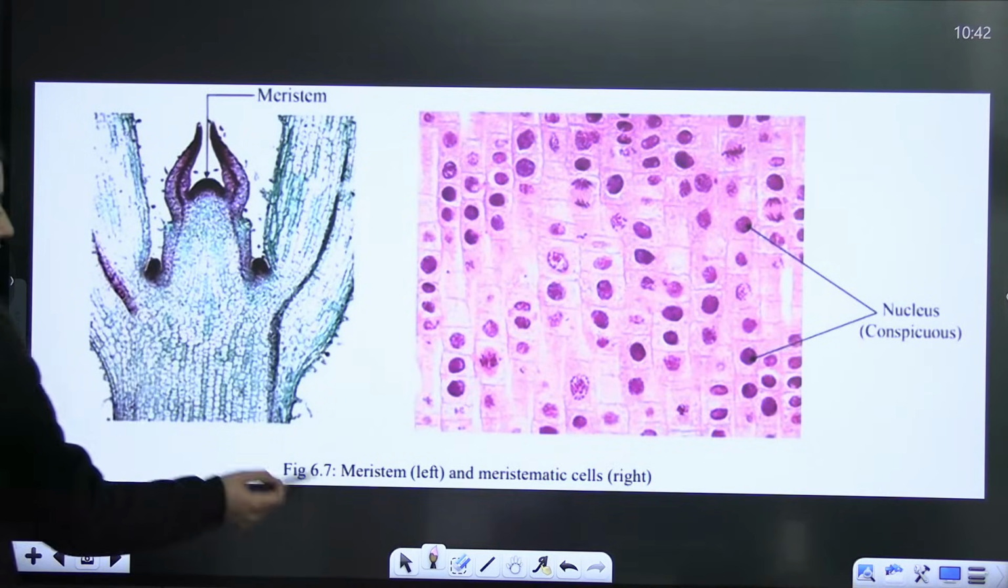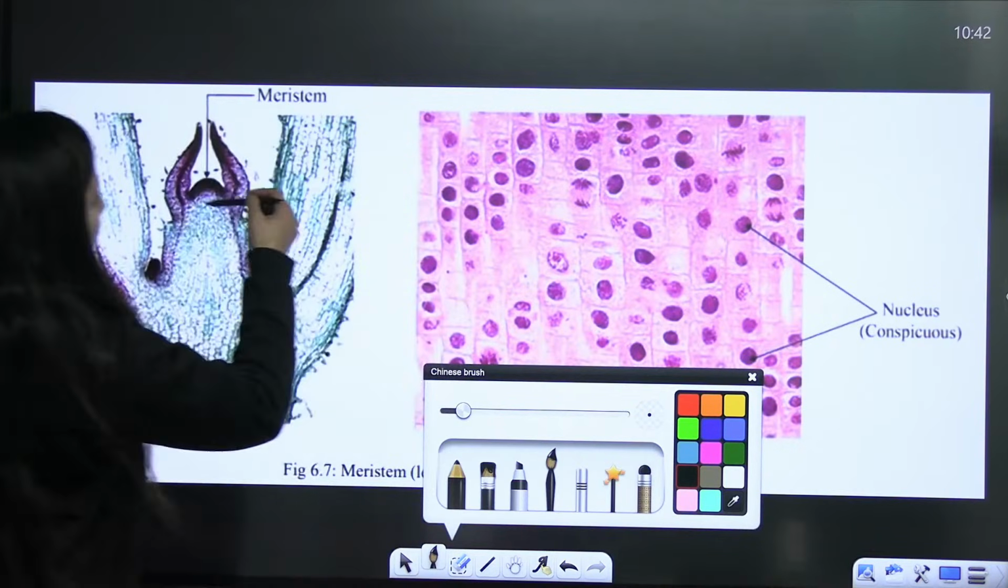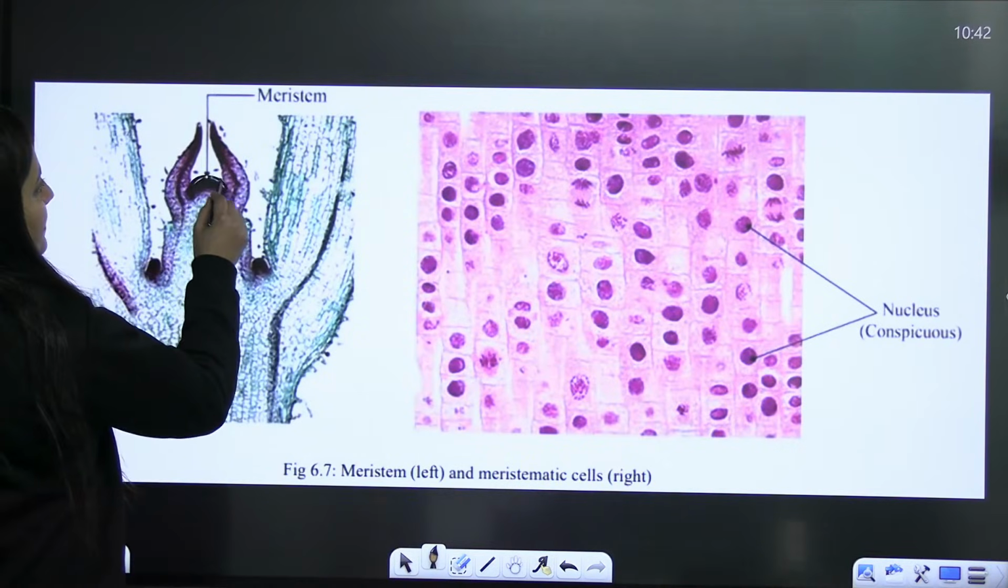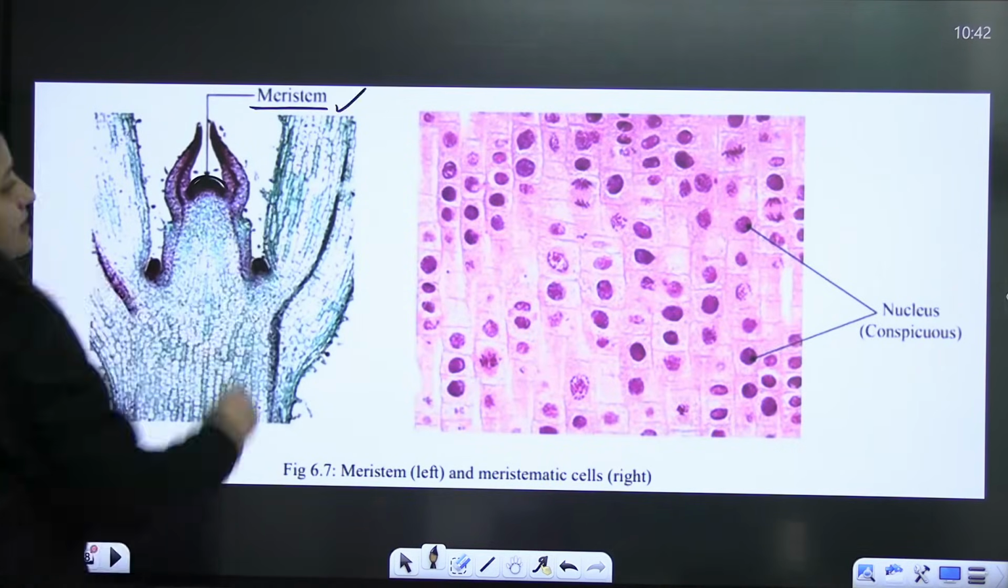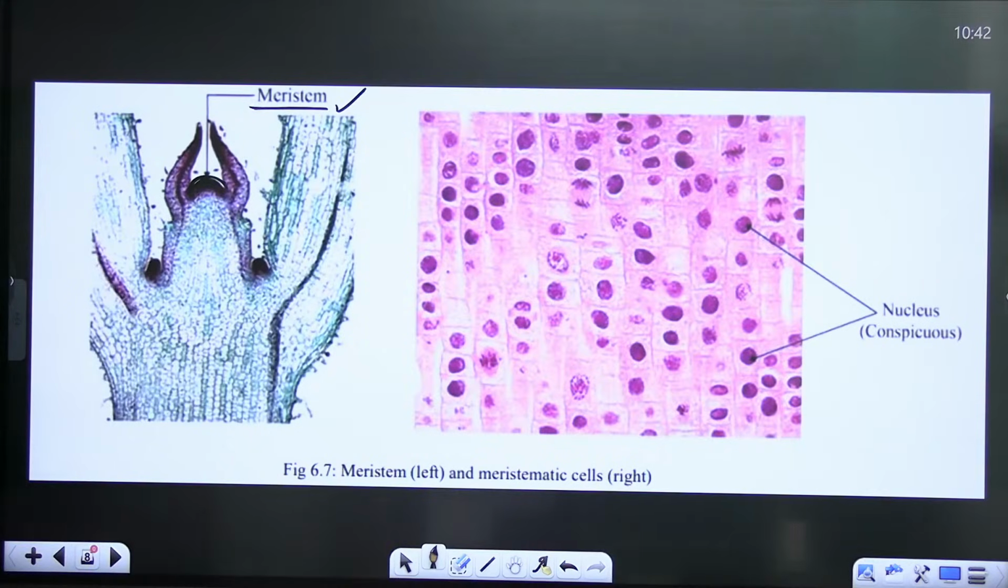Okay, so here you can see, just look at this internal structure. Look at this tip here. You see the meristem. Can you see that?